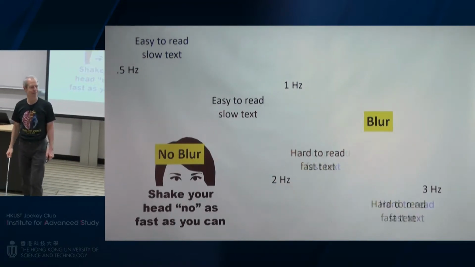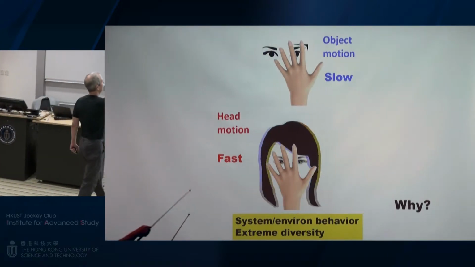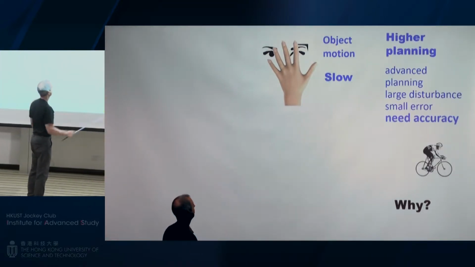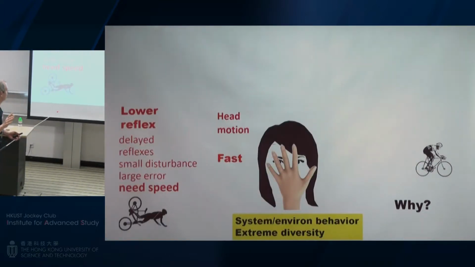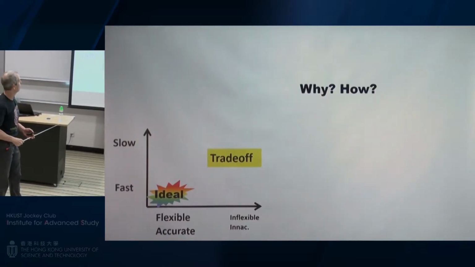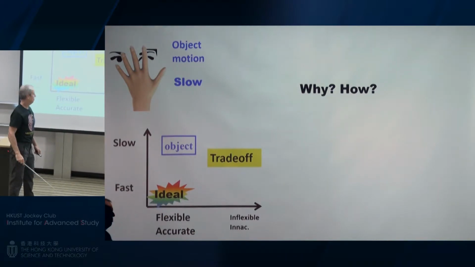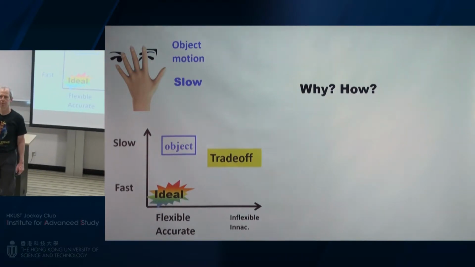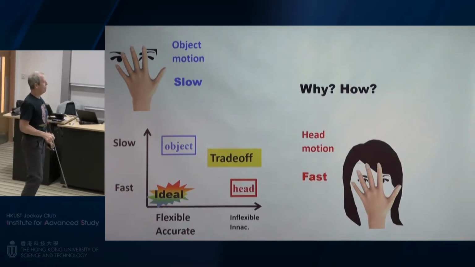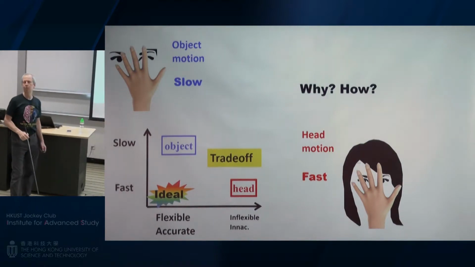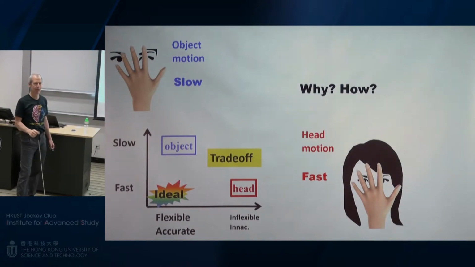Why is that? Well, it turns out you deal with object motion and head motion very differently. So this is an example of this higher level planning, the envisioning, and we'll talk about that a little bit. And this is more about reflexes. So how does this work? Okay, so there's a trade-off, right? With respect to object motion, you're really slow, but you're also very flexible and very accurate. So you can see things in the far distance very accurately. Head motion is fast but inflexible and inaccurate. We'll have to do another experiment to show the inaccuracy of the head motion system.